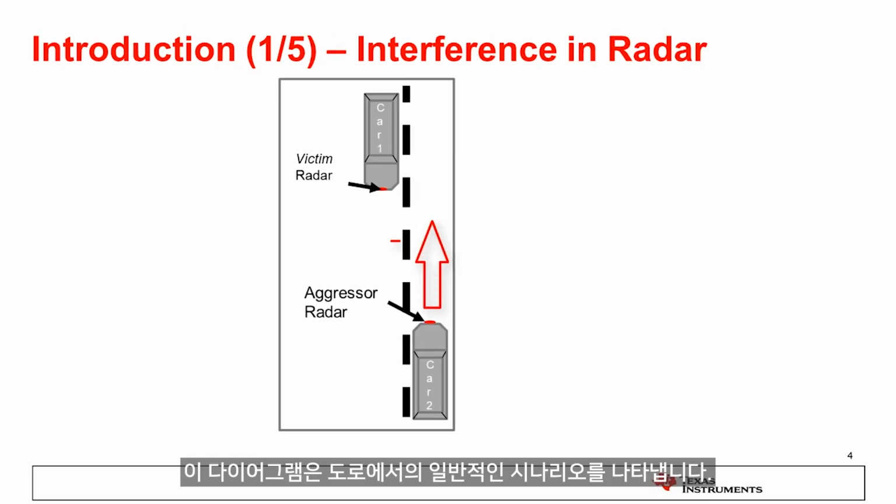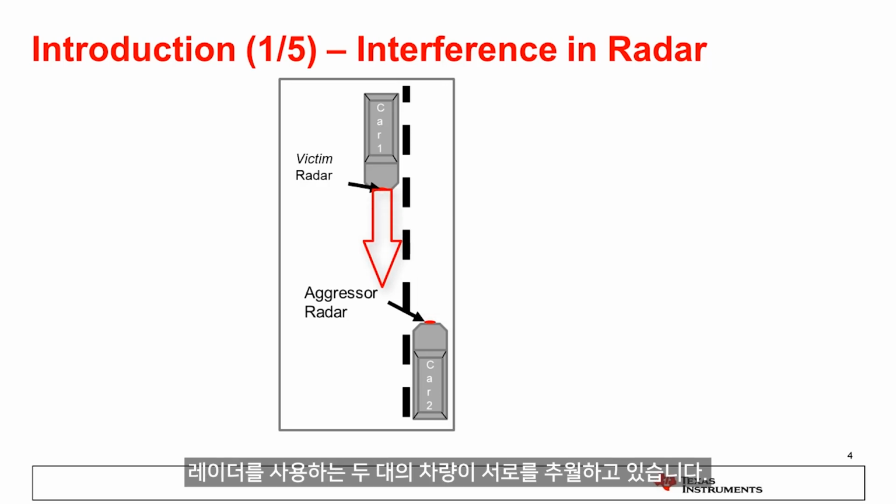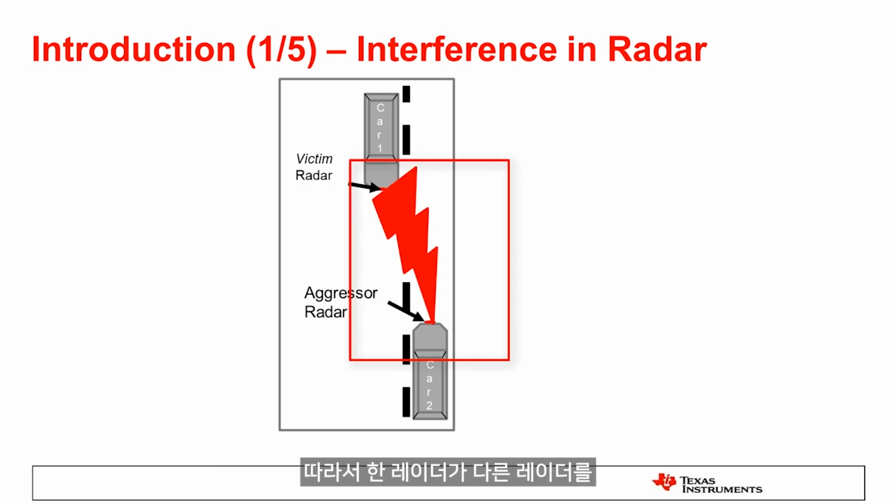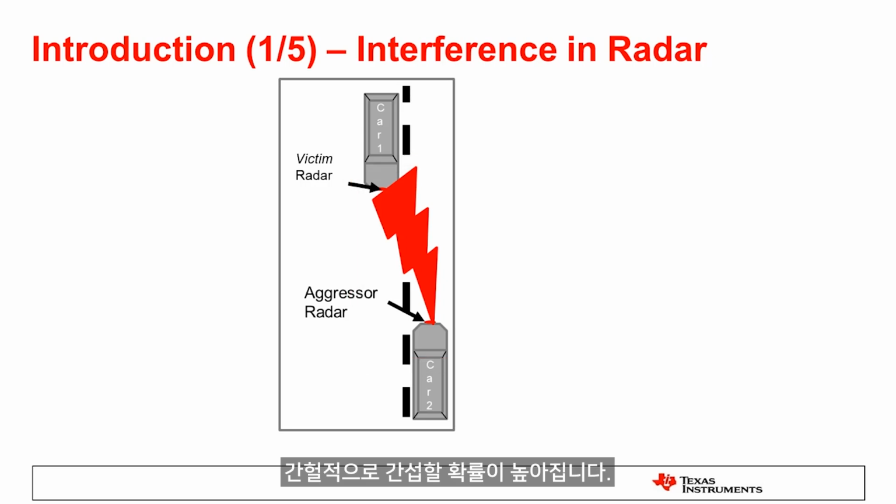This diagram represents a typical scenario on a road. Two radar-enabled cars are passing each other. In the past, this was an unlikely event. However, as more and more 77 GHz radar-enabled cars enter the road, such events become routine. As such, the probability of one radar intermittently interfering with another increases.